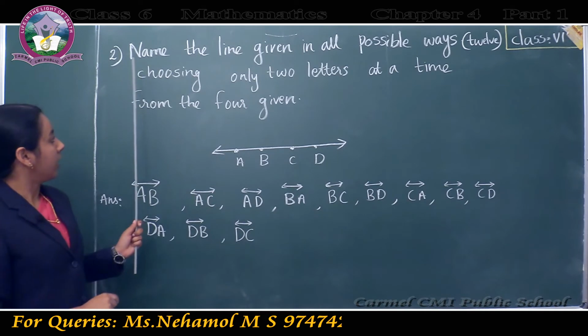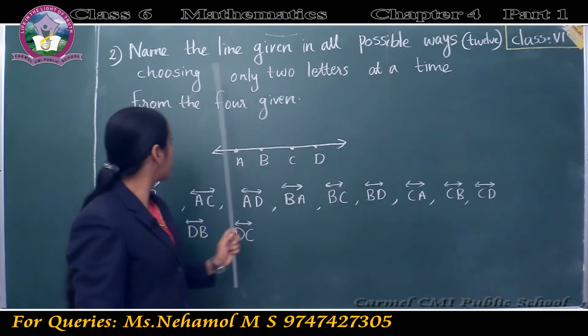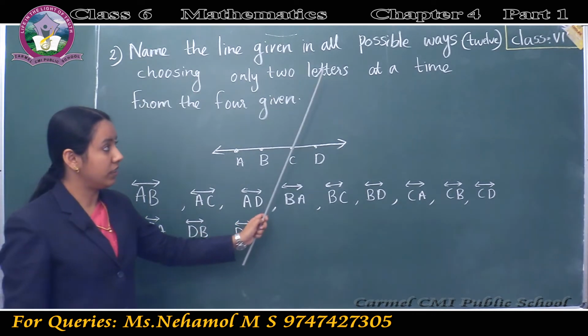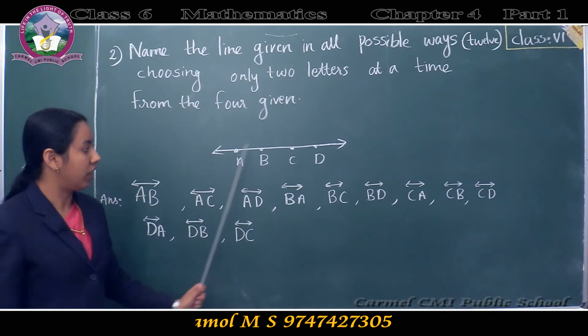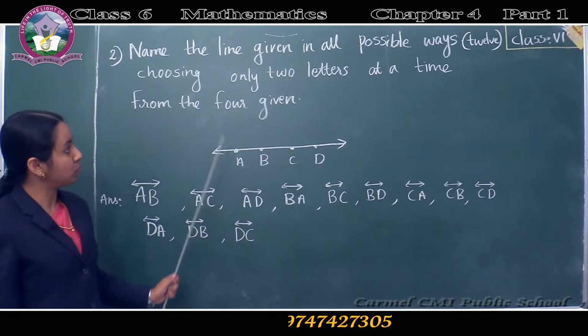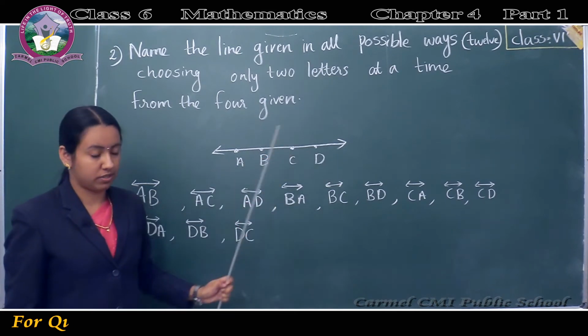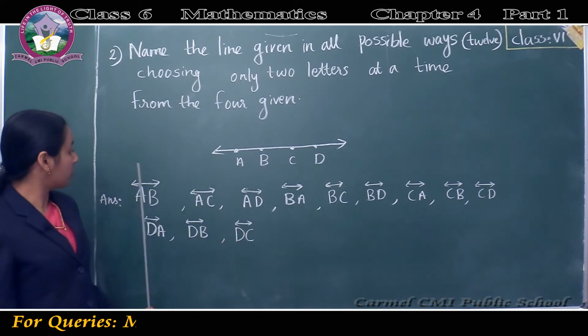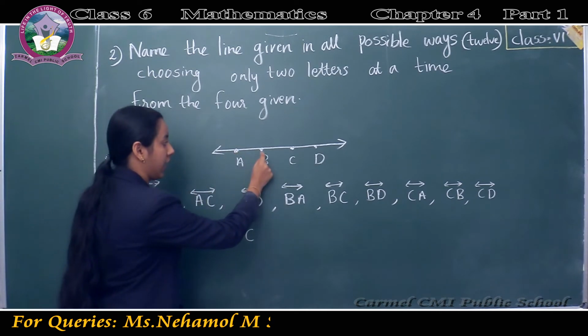Second question, name the line given in all possible ways, 12 ways, choosing only 2 letters at a time from the 4 given. One line is given here. We have to name the line in all possible ways. That means 12 ways are there. So answer. First one, line AB.